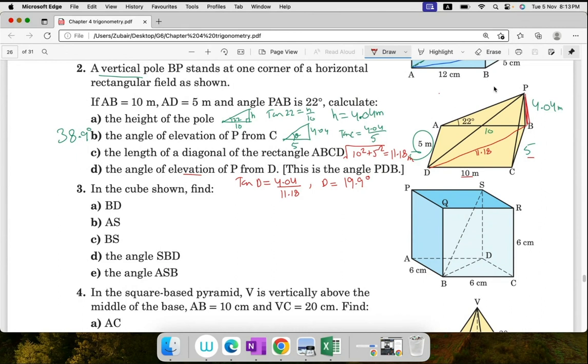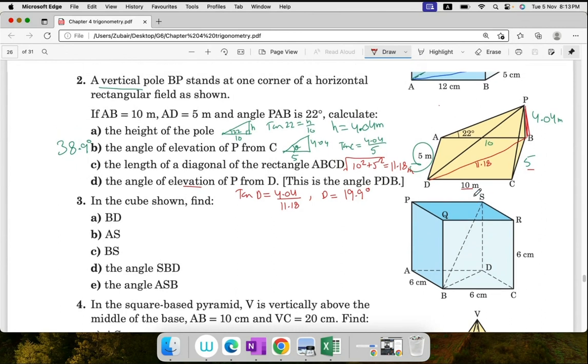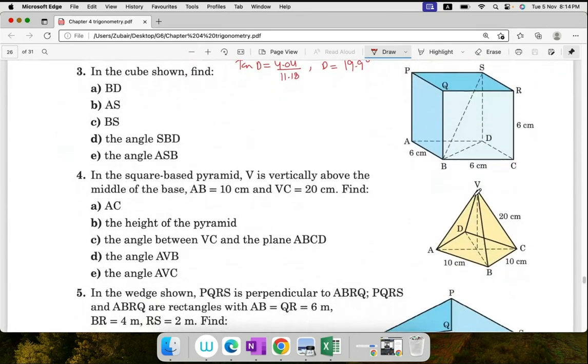Any confusion in these two questions? No, sir. Try question number 3. Keep sharing your answers part wise as you're doing.